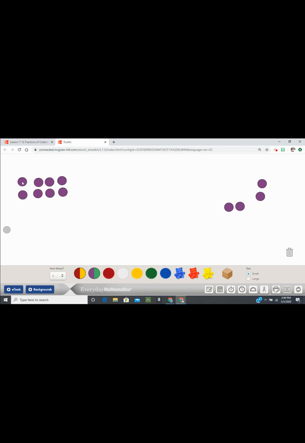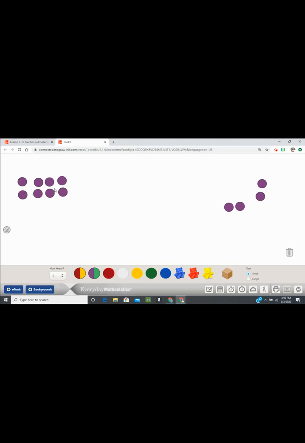So I could just count these as 2 apiece. 2, 4, 6, 8, 10, 12, 14, 16. 16 crayons. I would need 16 crayons to fill 2 boxes.